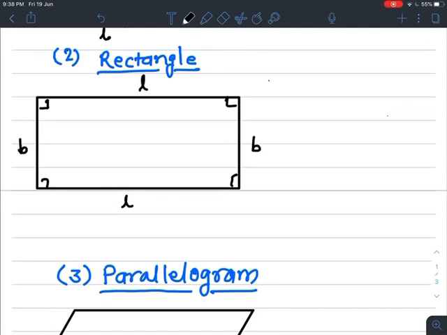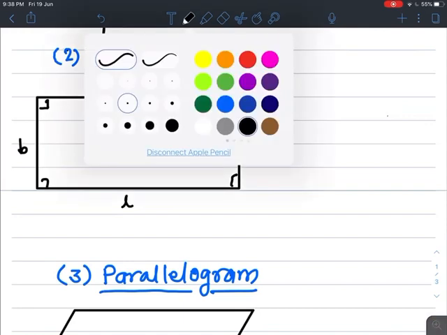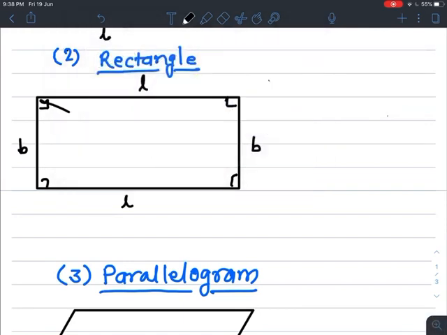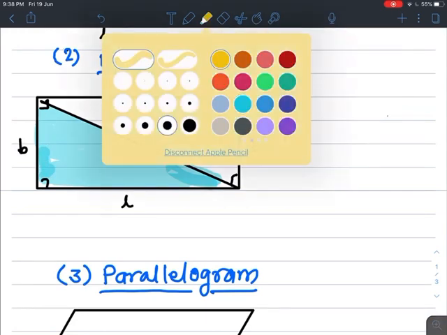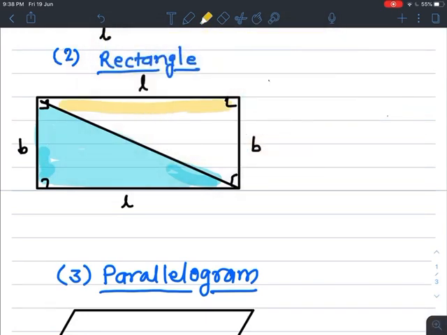So due to the diagonal, I can divide this rectangle into two parts. Here the two triangles which will be formed are of equal area. See why? Because their base and heights are equal. So this is the blue triangle, and again I will draw the yellow one. So it is yellow.